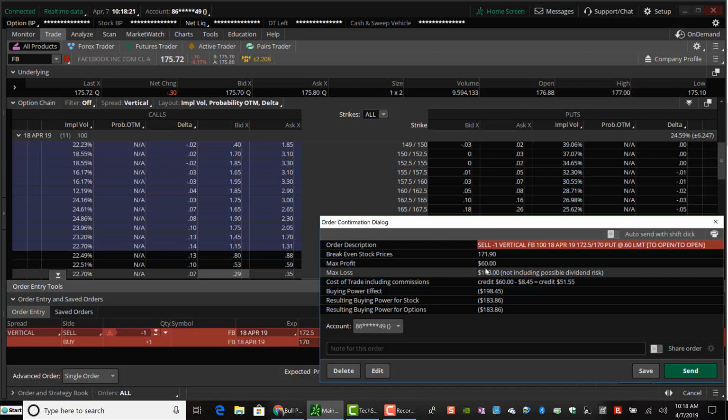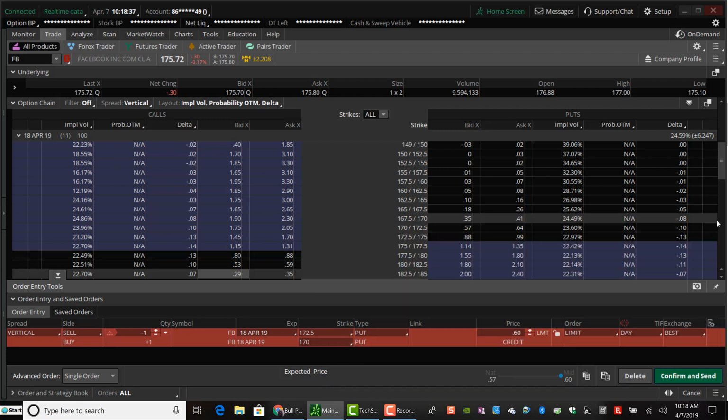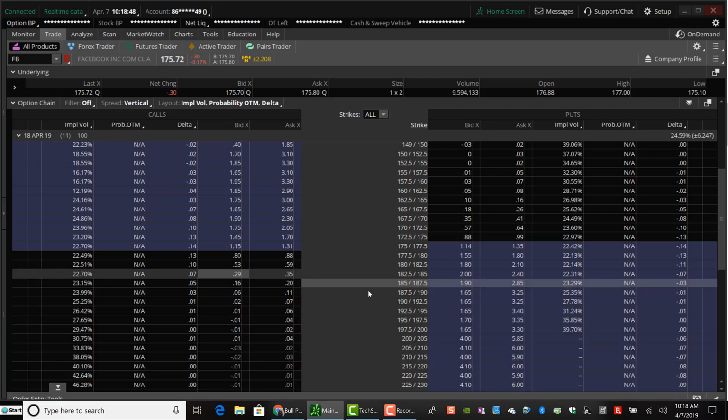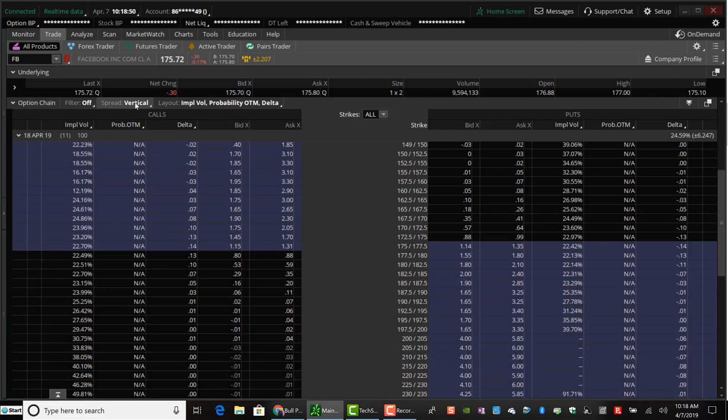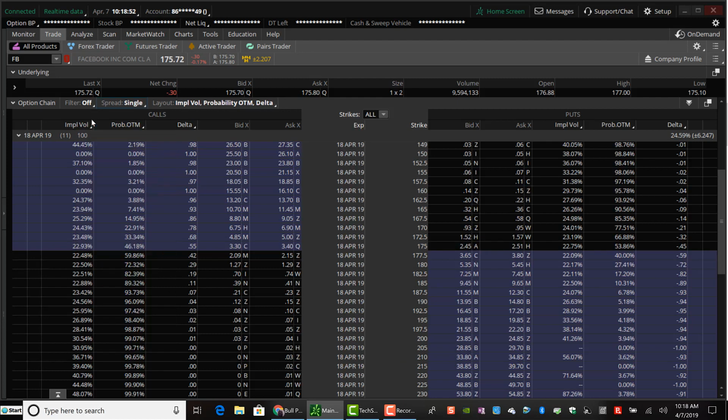Now, a lot of people might look at that and be a little iffy or a little afraid to take this trade. But let me show you some probabilities. What I'm going to do first of all is show you guys what probabilities look like on a single option. The one that we're selling is the 172.50, and we're going to buy the 170. So for the purposes of this example, I want to go to the single puts first.